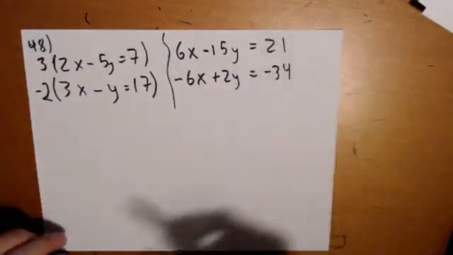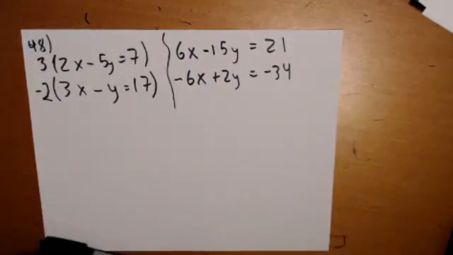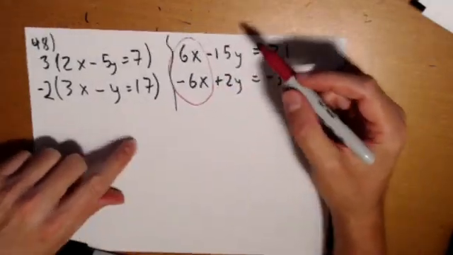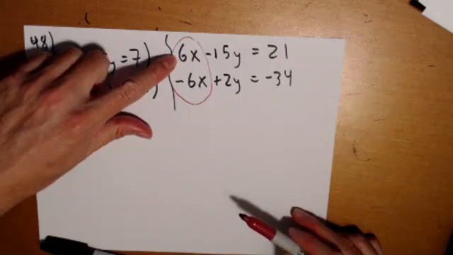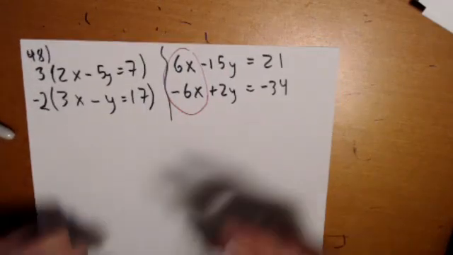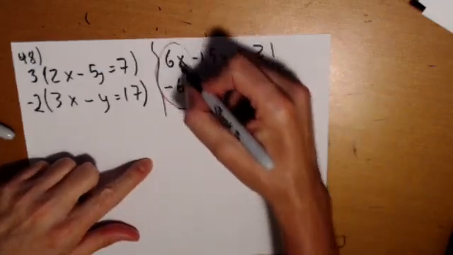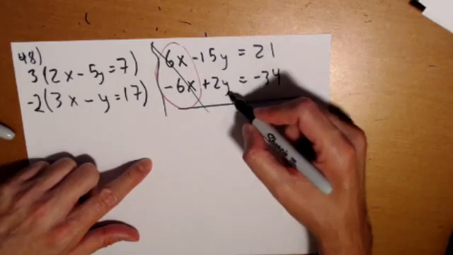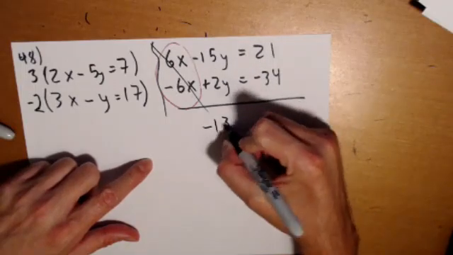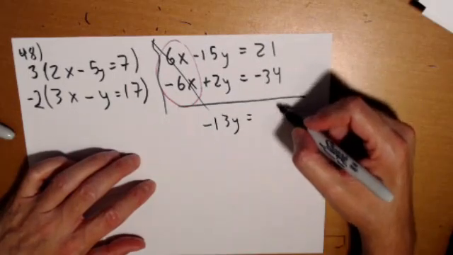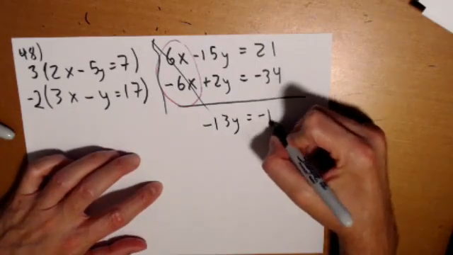So what I was unable to explain was my goal. I'm trying to get one of the letters to go away. So you see how I created a 6x on top of a minus 6x? That way, when I combine the lines together, 6x and minus 6x, that goes bye-bye. Negative 15y and a positive 2y, that turns into negative 13y. And a 21 and a negative 34, that turns into a negative 13.